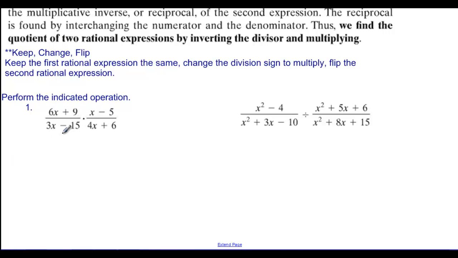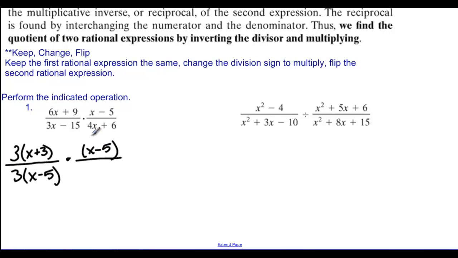So let's go ahead and work through multiplying these two rational expressions. I'm going to start by rewriting this first rational expression, factoring out the common terms. This 6x plus 9 is going to be 3 times x plus 3. And this 3x minus 15, again, I can factor out a 3, and I'm going to be left with x minus 5. And then times x minus 5 on top, that cannot be factored. On the bottom, this 4x plus 6, we can factor out a 2. In factoring out that 2, we're going to be left with 2x plus 3.